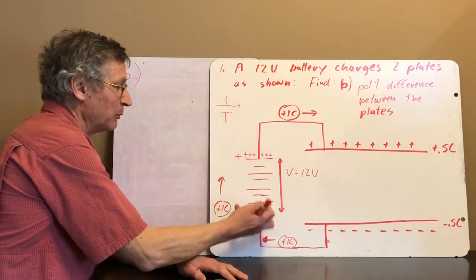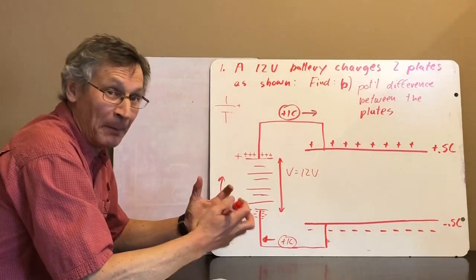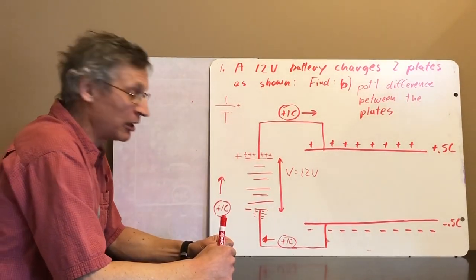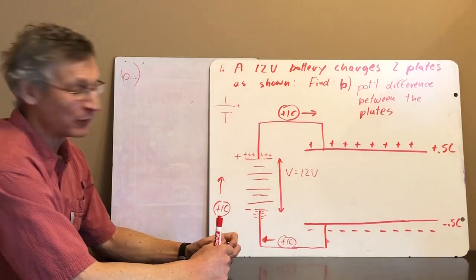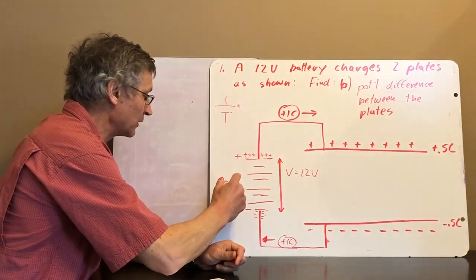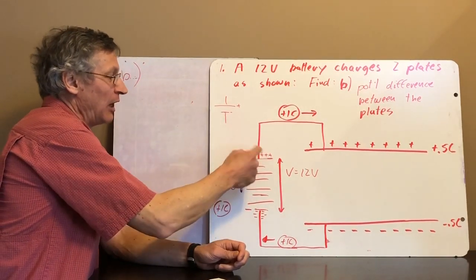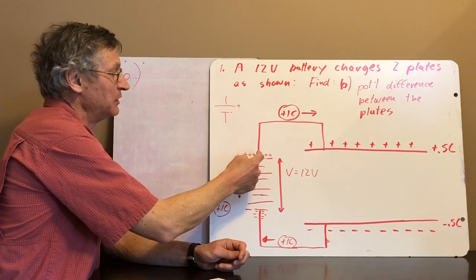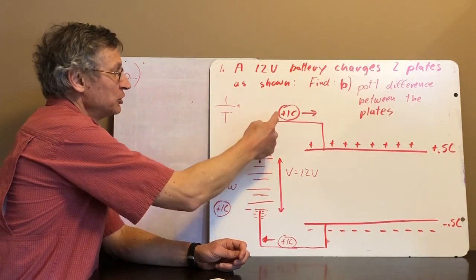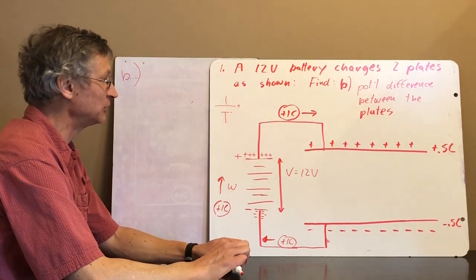The negatives are going to be pulling it down, the positives are going to be pushing it down, so the battery has to do work on it. Once again, that's through the magic of electrochemistry. The battery's going to have to do work on it to get that positive 1 coulomb from here to here, and once it's here, it's a piece of cake. All these positives are going to push the positive 1 coulomb to where we want it to end up.